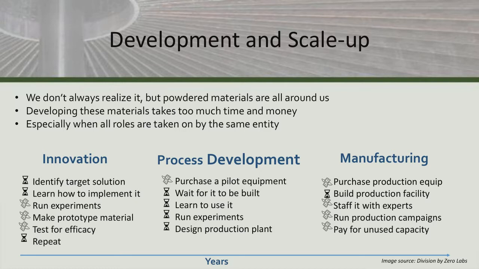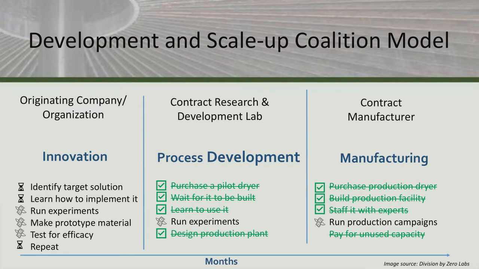I'm not saying this is the wrong way to do it. There are many situations where this is the right way to do it, but more often than not, the cheaper and faster way to do it is more of a coalition model where you leverage external manufacturing and external process development. This saves money because you don't have to buy equipment, but more importantly, it saves time because you can leverage the fact that there are places set up already with the equipment that you need and the skill and the staff, and you can basically show up and hit the ground running.